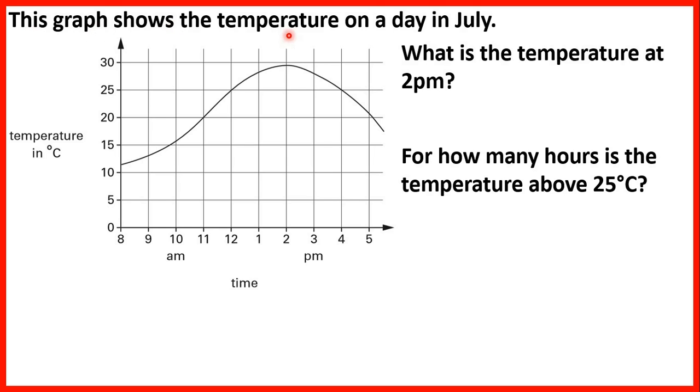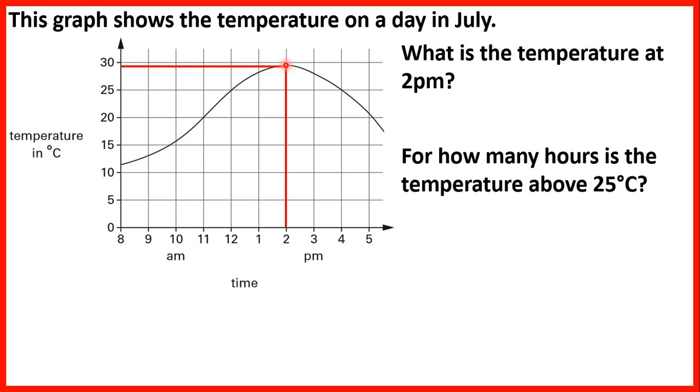This graph shows the temperature on a day in July. What is the temperature at 2 p.m? So we have the time at the bottom of our line graph, so we can find 2 p.m. And then if we draw a line straight up to where it hits the line on the line graph and then draw a line straight across, we can see that it's just under 30 degrees.